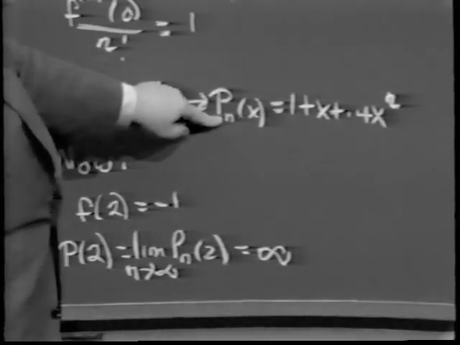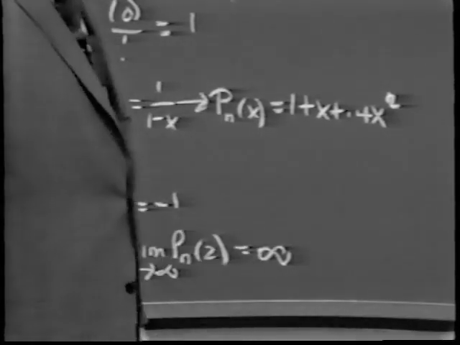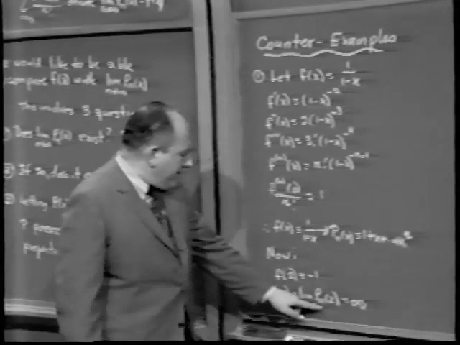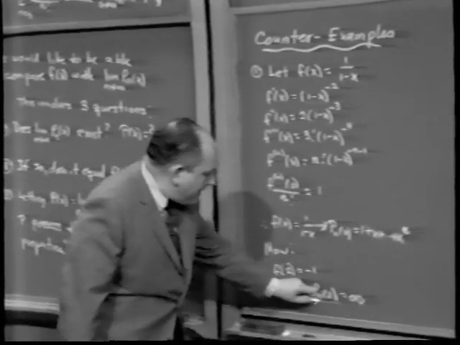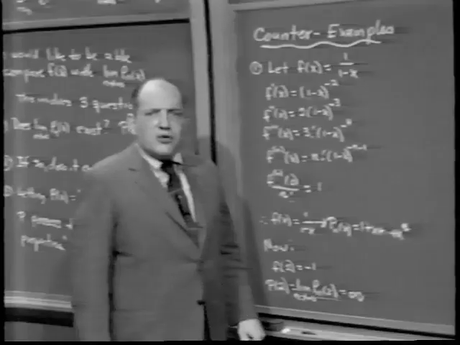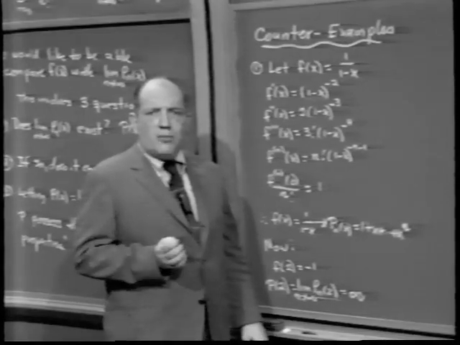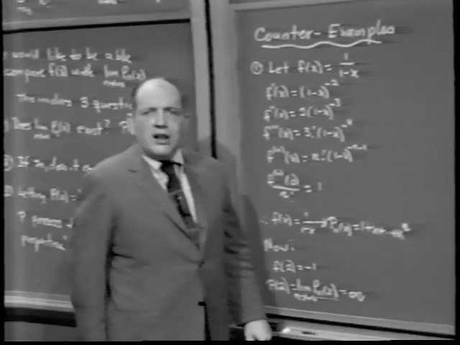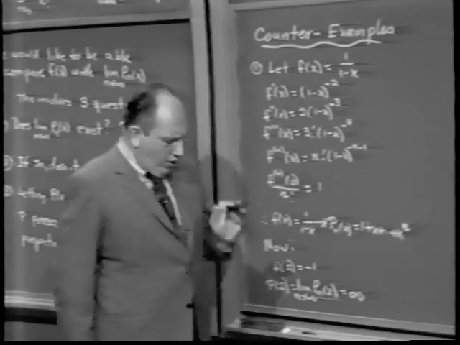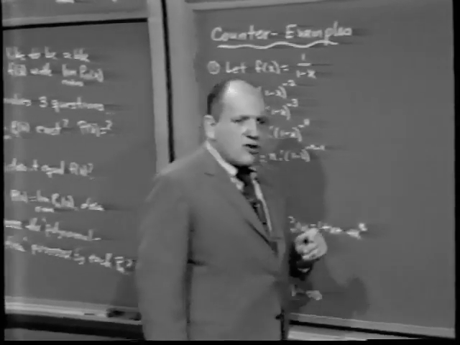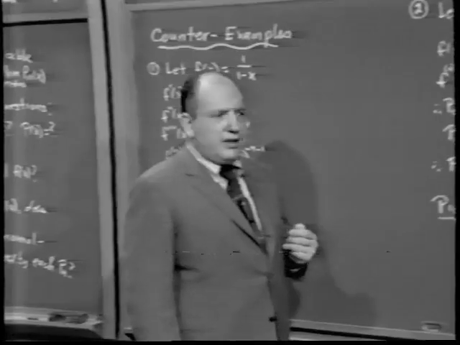And as I let n go to infinity, that sum increases without bound. In other words, here's an example where the given limit didn't have to exist. In other words, the sequence of polynomials does not converge at all at x equals 2. Okay, so much for showing that the answer to the first question can be no.